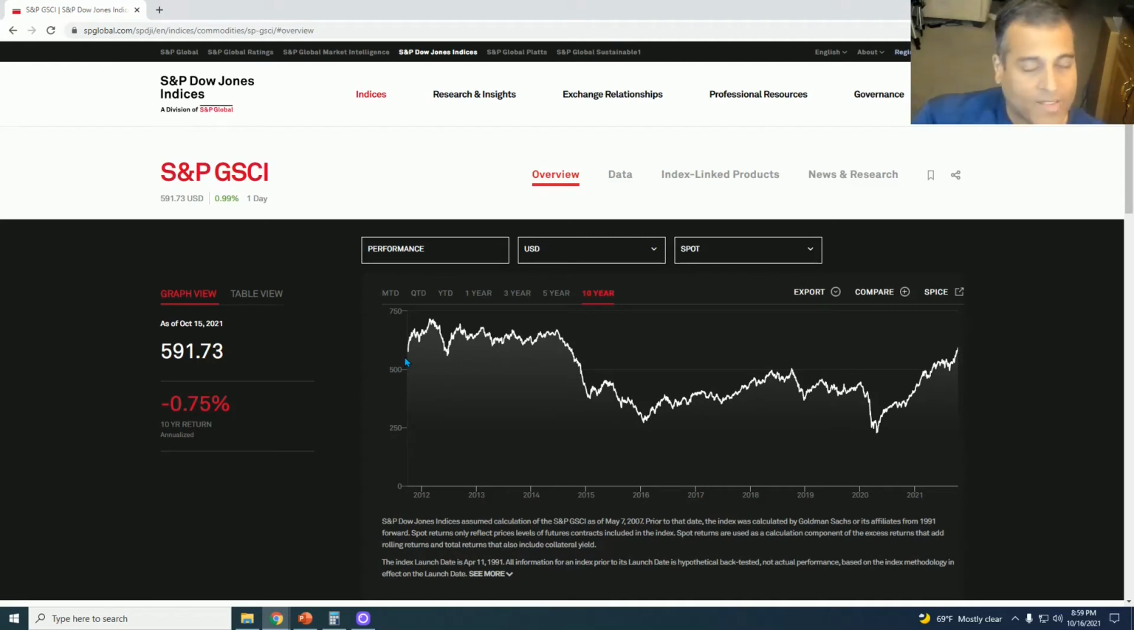And this is a composite of everything from oil to gold to natural gas to all sorts of other commodities bundled together. The 10-year average is minus 0.75%. So while the CPI has risen plus 1.9% over this 10-year period, commodities have actually fallen at minus 0.75% a year for 10 years. That is deflation.